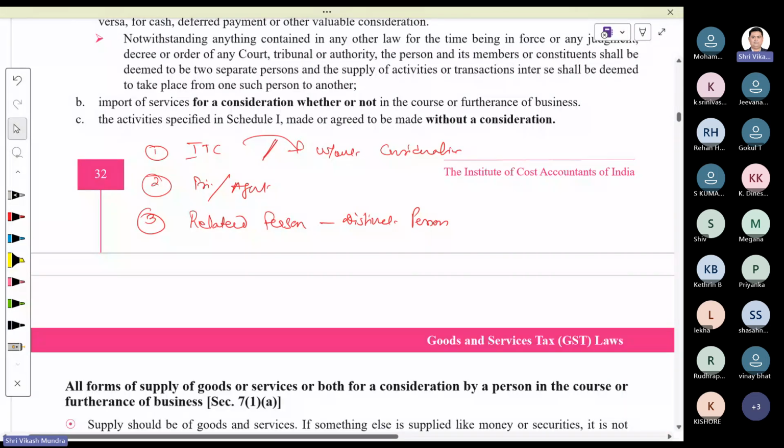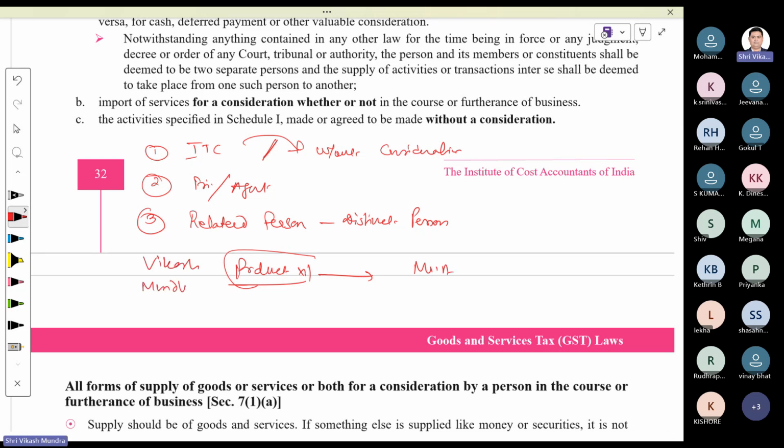Very simple concept. Say I sold product X. I'm a seller of product X. I sold my product X to one of my relatives, Mr. A. I am Vikas Kundra. I am a dealer of this product X. I sold this product X to Mr. A, who is my relative. My brother, my sister, anyone.